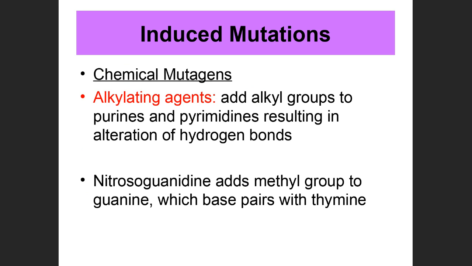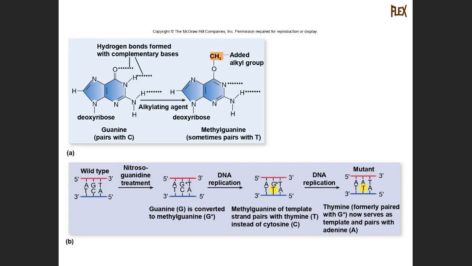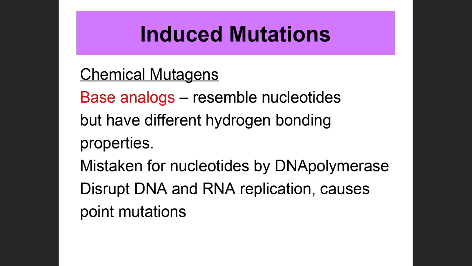Alkylating agents are another type of these nucleoside-altering mutagens, which add alkyl groups to purines and pyrimidines and begin to alter their bonding. Nitrosoguanidines is another one of those that add methyl groups and again make guanine base pair with a T. So a G now base pairs with a T. It acts as if it was a C, because G's are supposed to base pair with C's. That's essentially how these chemicals work.